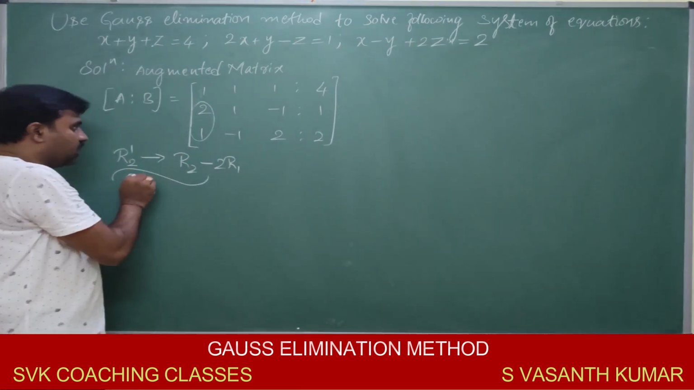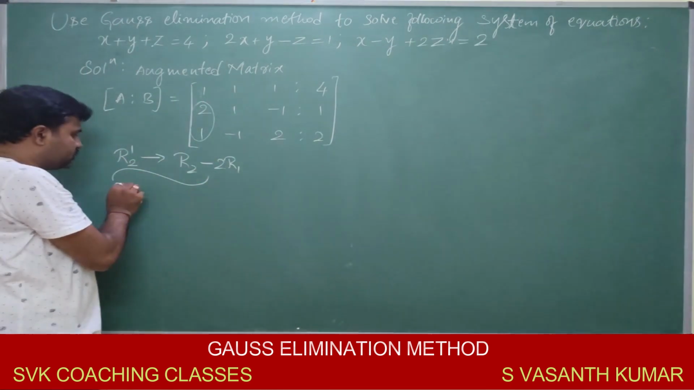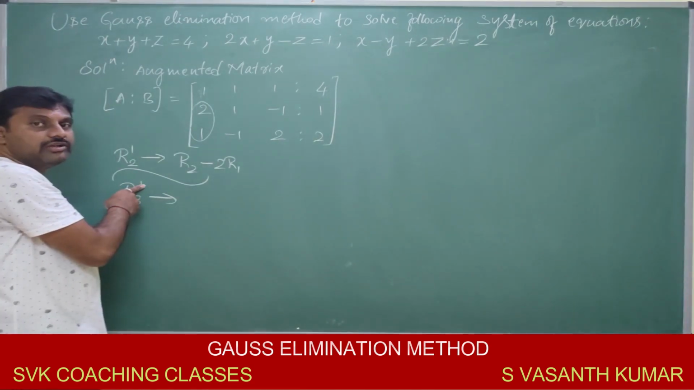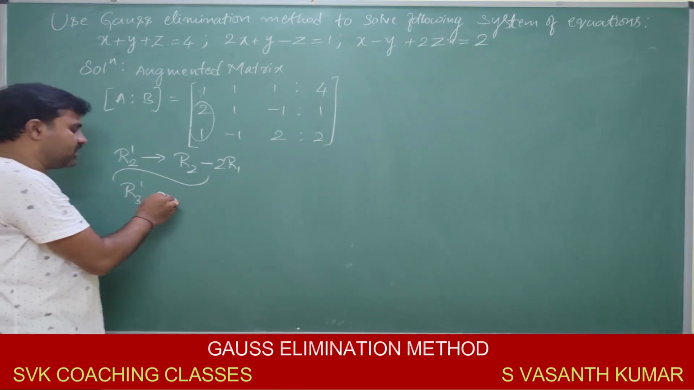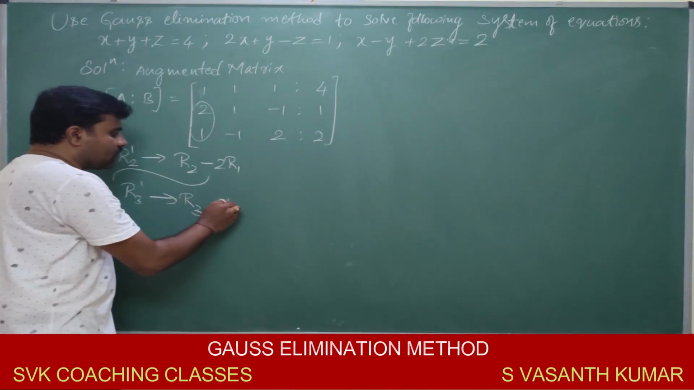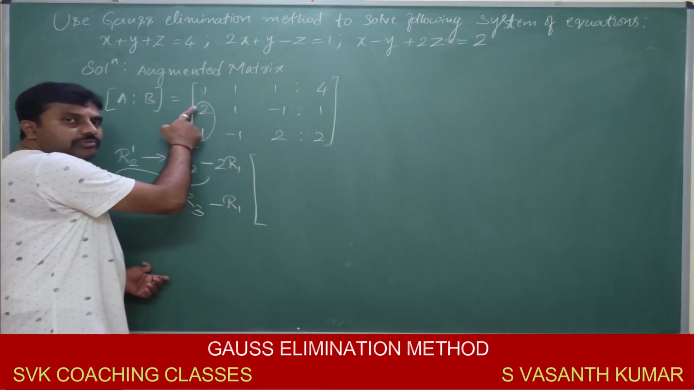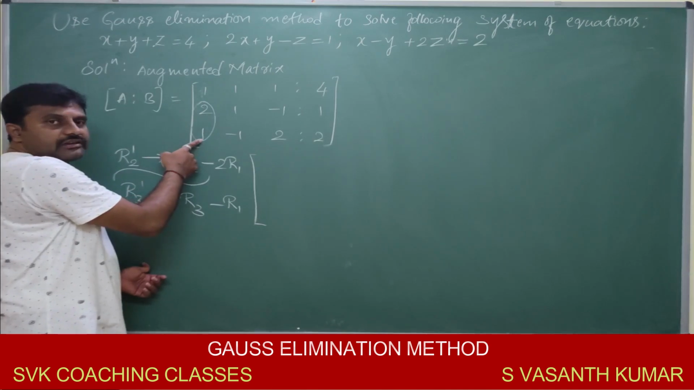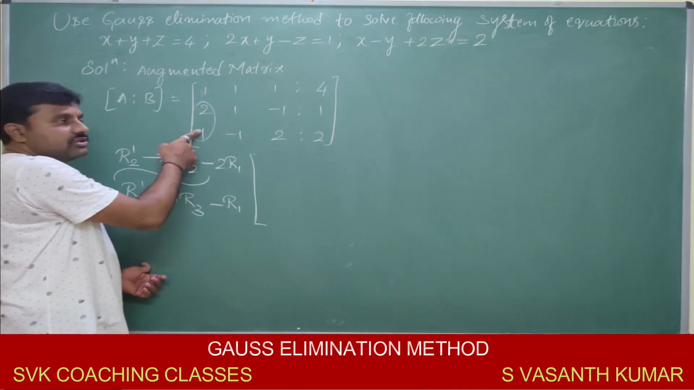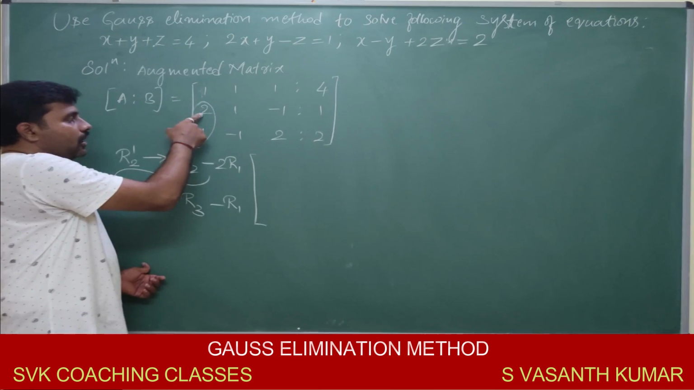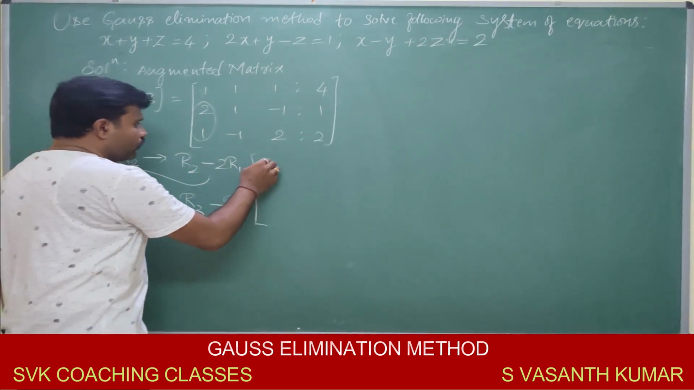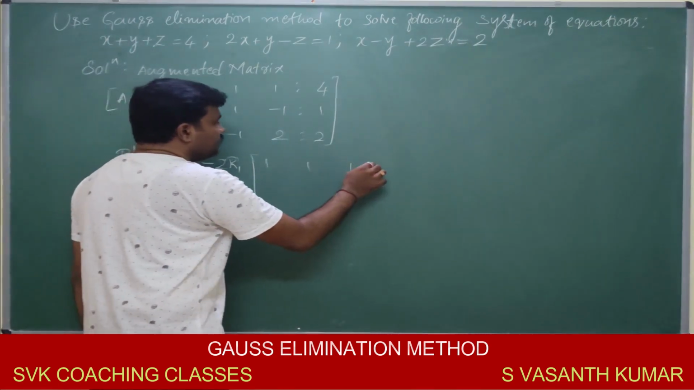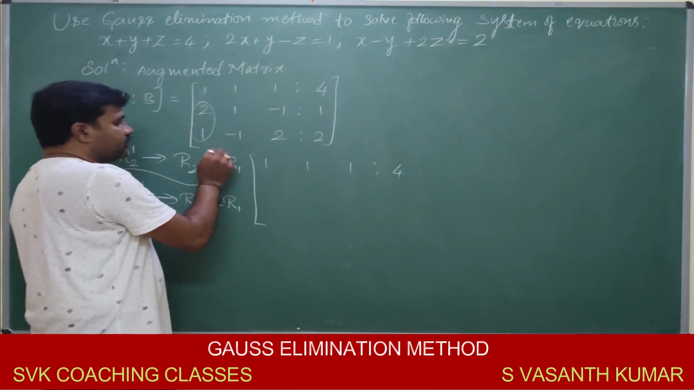2 minus 2, similarly 1 minus 1 is 0. Therefore R3 dash, as we are getting a new row, is named R3 dash: R3 minus R1. Keep in mind, when you are applying an operation for R2 and R3, you should not use these two for any other operations. So here the first row is fixed, 1, 1, 1, 4, and the second and third rows are changed.